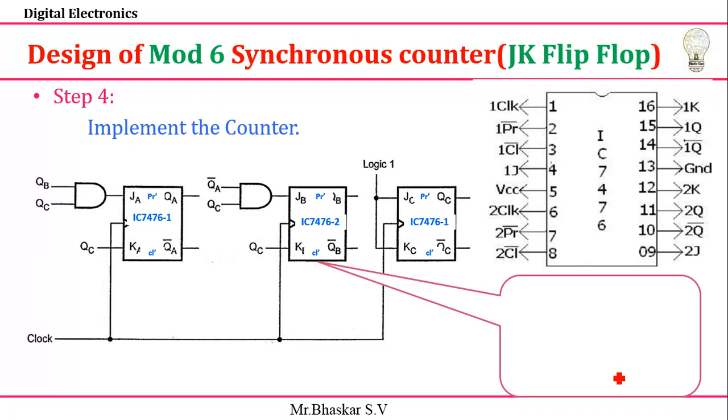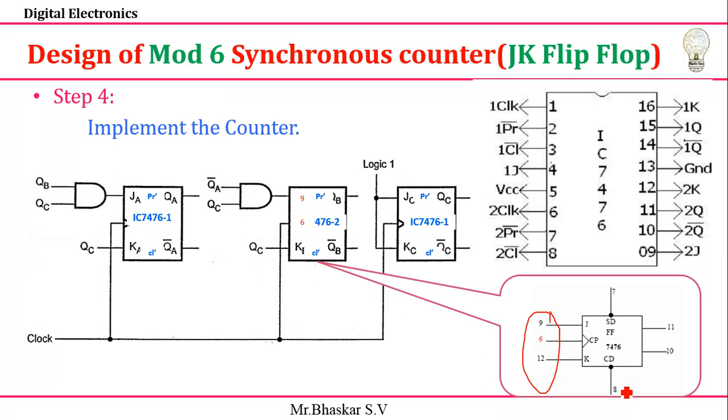Similarly, I'll go for the second. Second here it is 9, 6, 12. Here 9 is J, and K is 12, and Q and Q bar are 11 and 10. 7 and 8 are preset and clear. So in order to do this, I'll go for 9, 6, 12, and next is 11 and 10. Next it is 7 and 8. In this way, we can give the numbering.